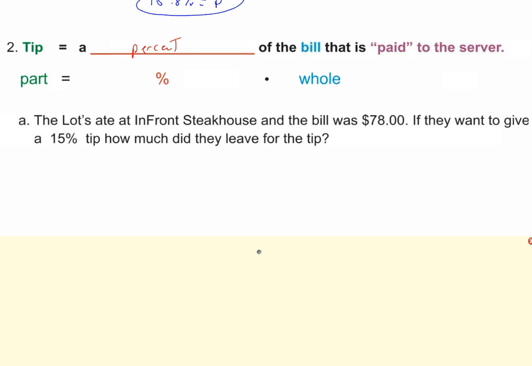All right, so the Lots ate at In-Front Steakhouse, and the bill was $78. If they want to give a 15% tip, how much should they leave for the tip? This will be our last problem today. Go ahead and work that out. $12. Thank you, one person. How much are you going to tip? $12. You're not going to give them $11.70. You're going to give them $12. They don't want the pennies and the quarters and the dimes and the nickels. All right, we'll pick up here tomorrow.